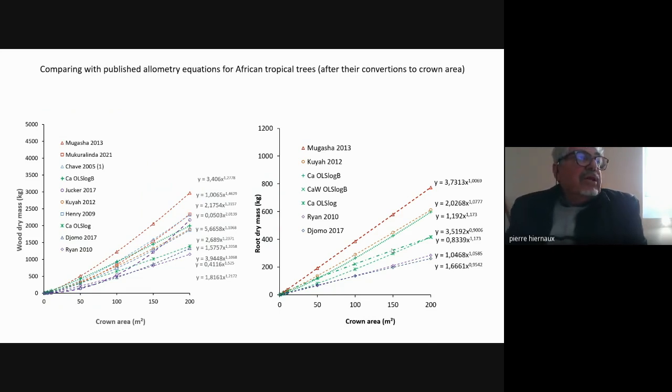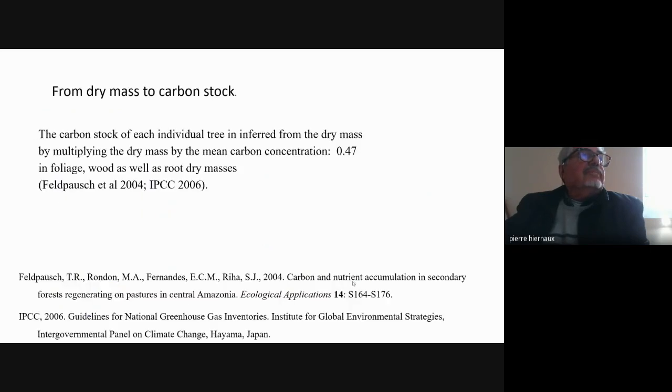And we were very lucky to find that our relations, they are the green ones in these two graphs, were in the ballpark, let's say. So nothing odd compared to existing or published allometry functions.